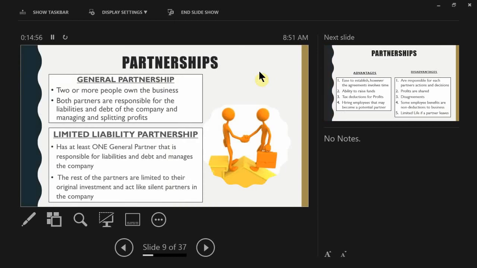So the next section is going to be partnership. Okay? So with partnerships, there are two different types. You have a general partnership, and then you have a limited liability partnership. It's very common that you'll hear LLPs. Okay? And that is what limited liability partnerships are. Now, let's go ahead and dive into what a general partnership is, and then I'll talk about the difference between the two.